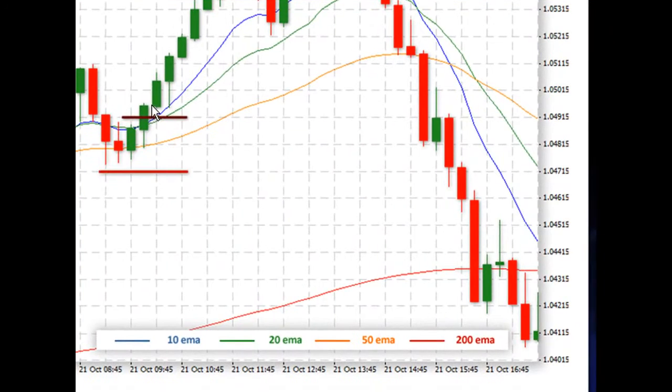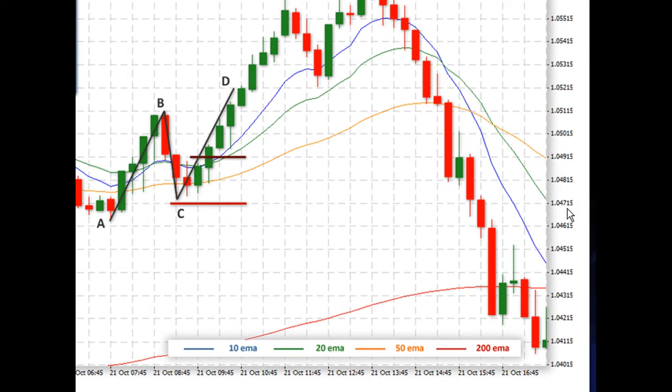The entry is at 1.0491 and the stop is at 1.0471. And the ABCD is as shown. The risk is 20 pips. Remember, we only look at the 4th decimal place, and so 0471 and 0491 is a difference of 20, so it's 20 pips.